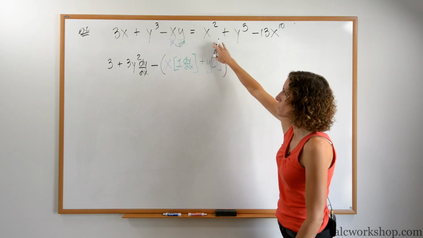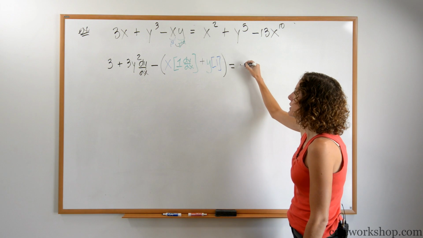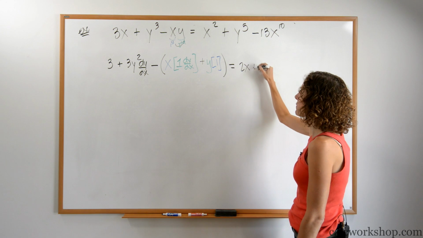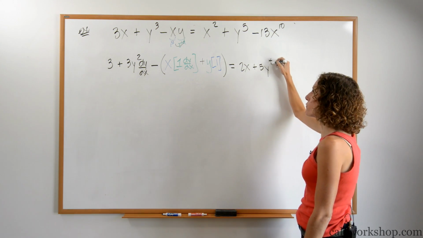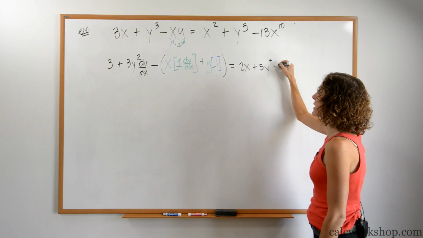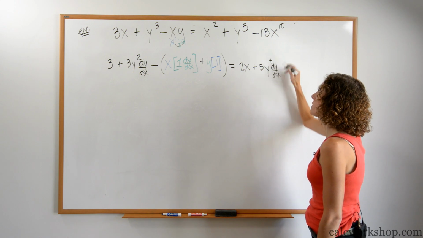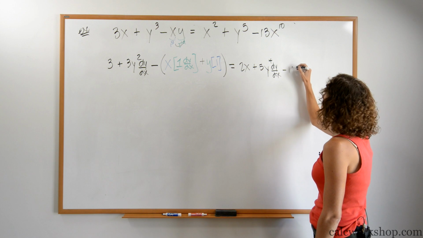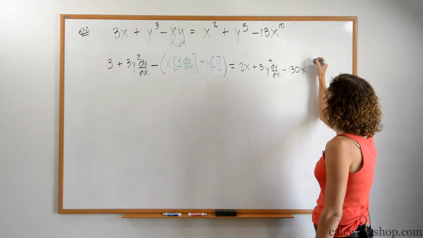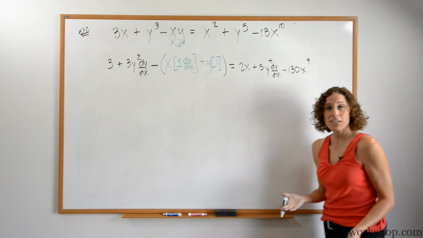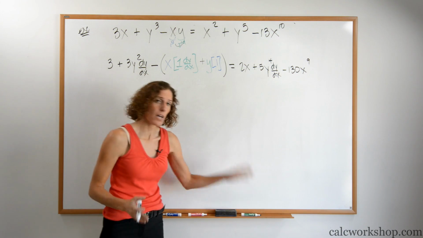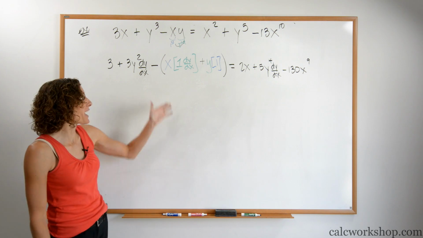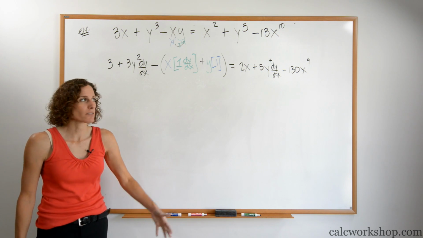Equals the derivative of x squared, which is 2x. The derivative of y to the 5th is 5y to the 4th. We have to remember dy/dx. And the derivative of negative 13x to the 10th would be negative 130x to the 9th. We have successfully taken a derivative of every single variable. We took a derivative of y, we multiplied by dy/dx, and we successfully handled the product.